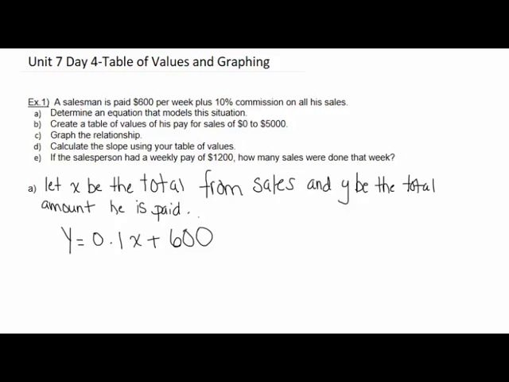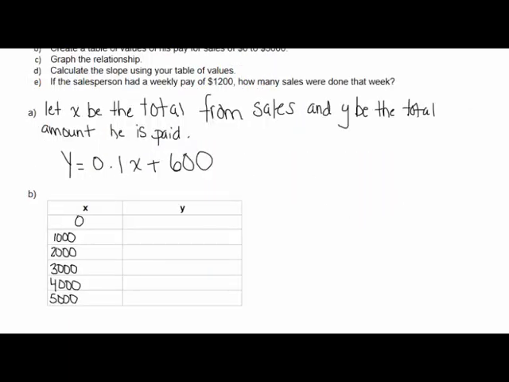Part B, create a table of values of his pay for sales from $0 to $5,000. So I've set up a table of values here that we will have to fill in. As you can see in the x column, I have the sales from $0 to $5,000. Now we just need to figure out how much he's paid for those sales. So we'll use our formula.